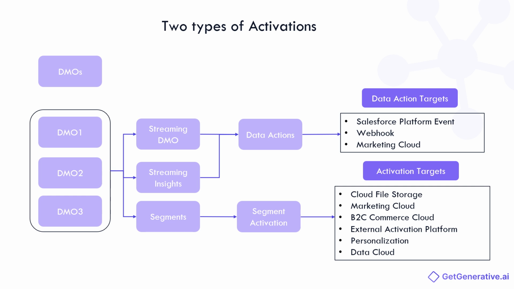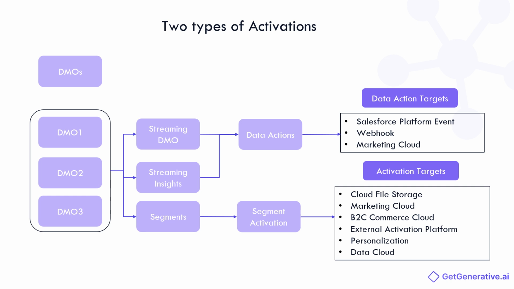Now, after the segmentation, we can send the data outside using the activation or segment activation. We can push the data to Marketing Cloud. We can push the data to Commerce Cloud, external activation platforms, personalization. Even within Data Cloud, we can activate the data and also to cloud file storages. So these are the various ways we can send the data outside of Data Cloud.